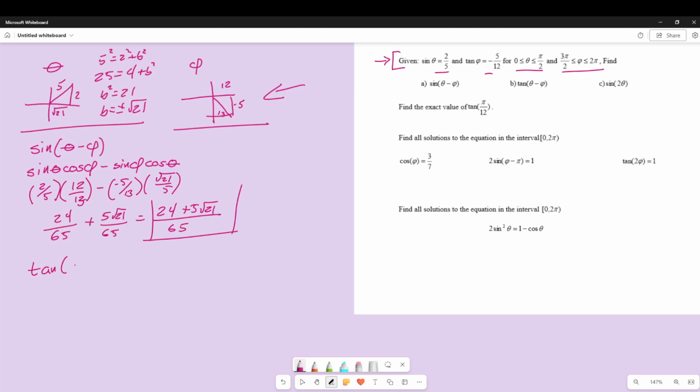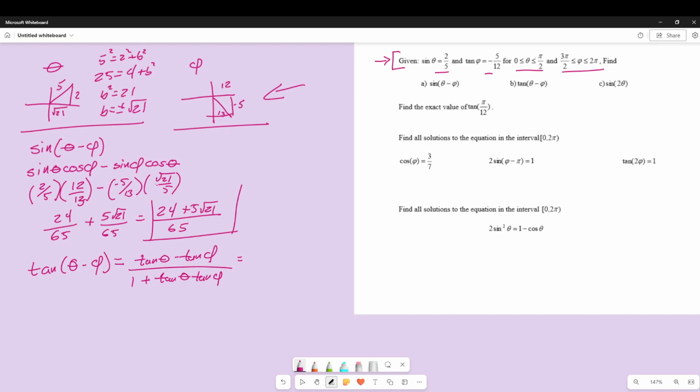Then our tangent of theta minus phi, we're going to do basically the same thing. We know we have an angle difference formula for tangent, so we look it up and we see that it's the tangent of theta minus the tangent of phi over 1 plus, those signs alternate, the tangent of theta times the tangent of phi. And given our two analyzed triangles, we can find all that information.